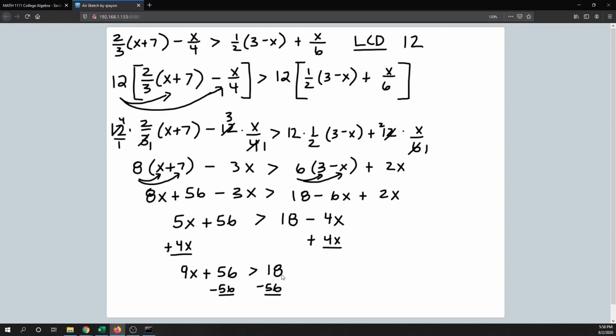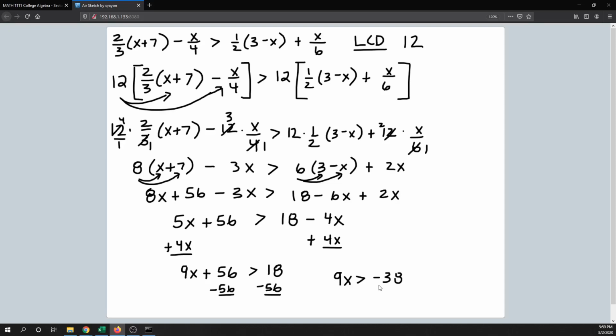All right, and when I do that, I get 9x is greater than, and let's see, 18 minus 56 will be, is that negative 38? Oops. I think that's right. 8 and 8, 16, yeah, 50. Yeah, that was correct. Okay, and so now I have every term with an x on one side, every term without the x on the other side.